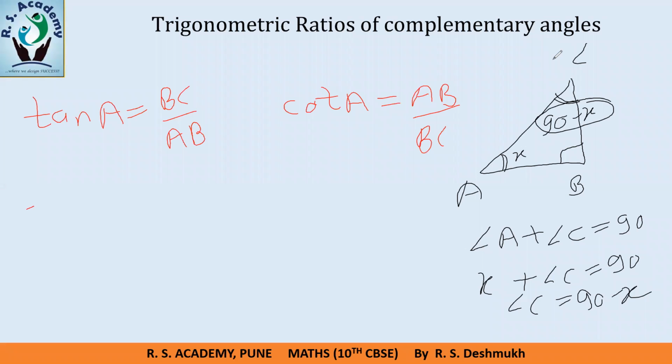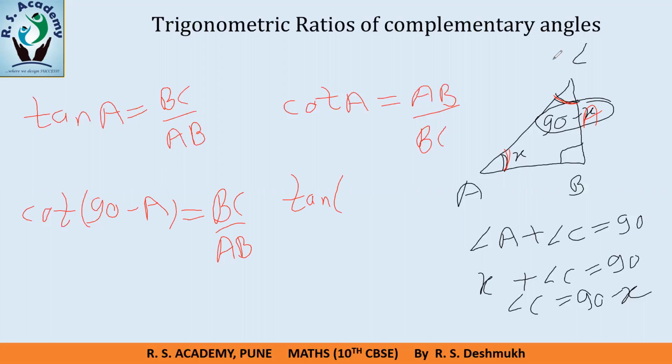Now I write here cot of 90 minus A. Now just observe, dear friends. If this is A, where is 90 minus A? This one. Now if I say cot of 90 minus A, this is the angle. Now here what we are saying, adjacent upon opposite, isn't it? So what is the adjacent? BC. Yes. And what is the opposite? AB.